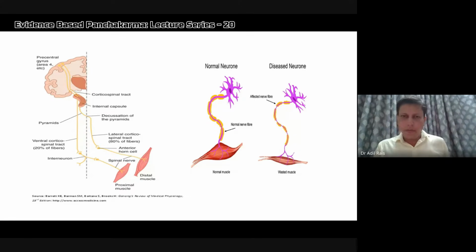In the second figure, we can see a normal neuron and a diseased neuron, the neuron which is affected by motor neuron disease. Now, a normal neuron is attached to the normal muscle, and this is a normal structure. What happens when it is affected by motor neuron disease? The muscle gets atrophied due to the affection of this nerve by motor neuron disease. As the corticospinal tract relays the information through the spinal nerve, similarly, the corticobulbar tract relays the information through the 9th, 10th, 11th, and 12th cranial nerves.